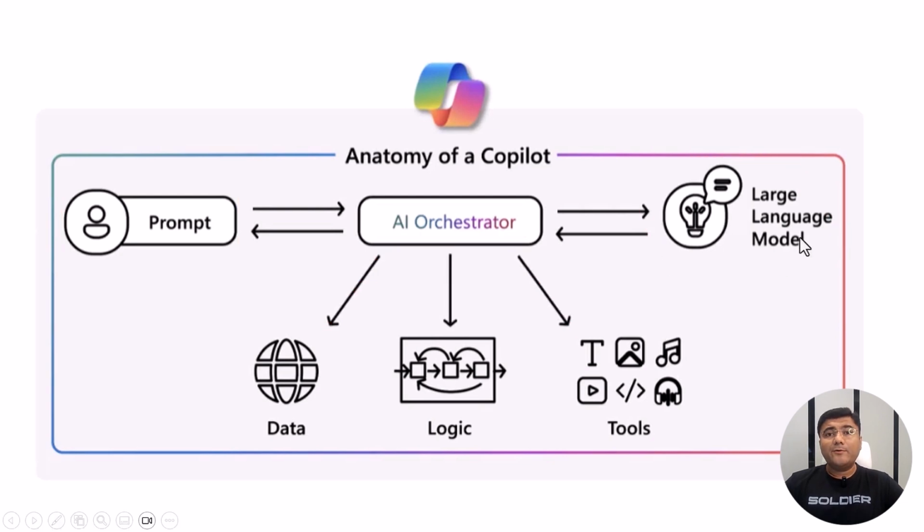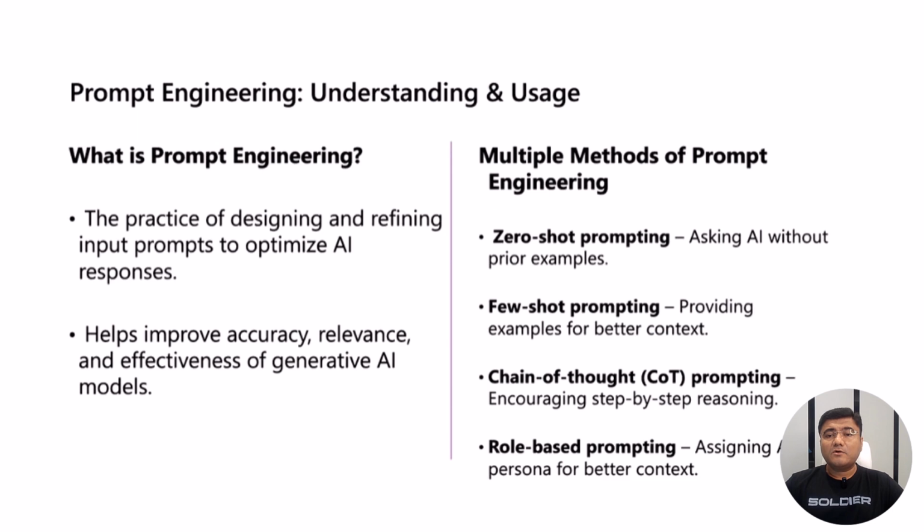Now, I hope you understood this, and if you understood the anatomy of Copilot, you understand that this is not just a normal chatbot. In order to use Copilot properly, you have to understand multiple methods of prompt engineering. There are various techniques, there are various methods which we are going to use with this. So what is prompt engineering? Well, I already explained that. This is basically the optimization of input prompts which you're going to do. And when you do this, you have multiple methods to do that.